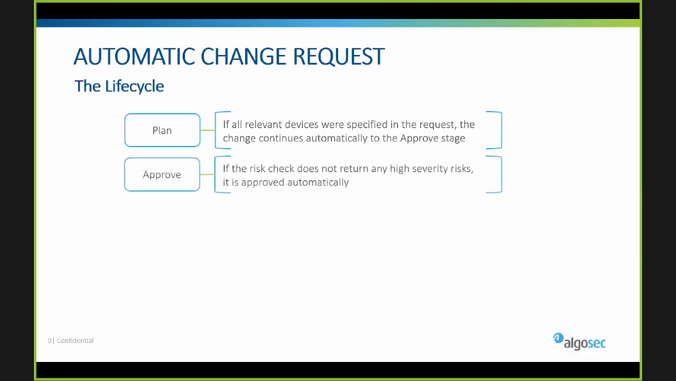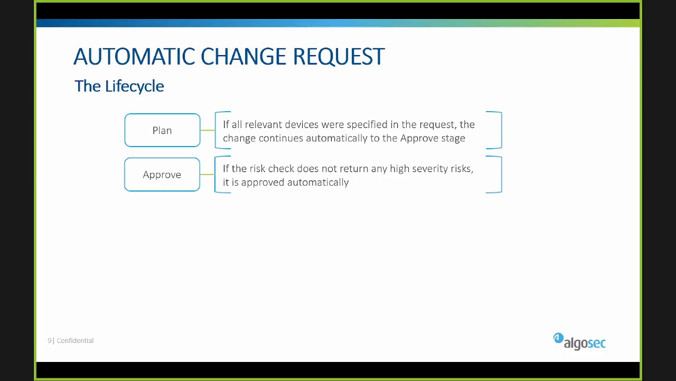Then we get to approve. Here, the automation checks the risk report. If there are no high severity risks, it's approved automatically. Nobody needs to click anything, do anything. So this is ideal if you're comfortable with a lower level of risk and you assume that a low, medium, or a suspected high is okay. Again, you can tweak this. I hope we'll have time today to look at the workflow editor, and I'll show you how you could maybe do some of these things.